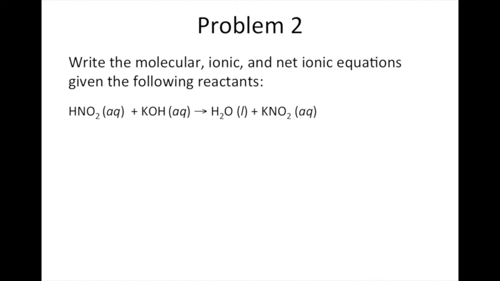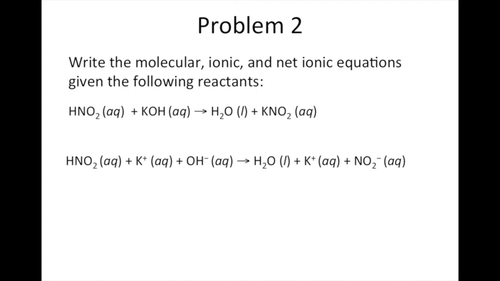Now we write the ionic equation. Now remember, I told you to pay careful attention to the acid. This is a weak acid. Weak acids, we do not write in the dissociated form. Weak acids do not completely dissociate. They dissociate only a small extent. So we write HNO2, or nitrous acid. We write it in its undissociated form.